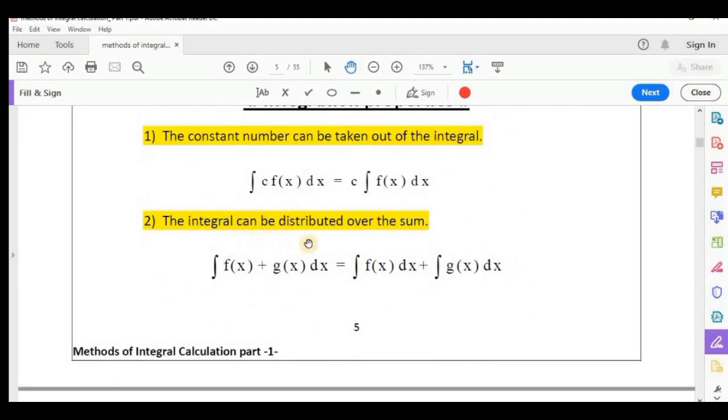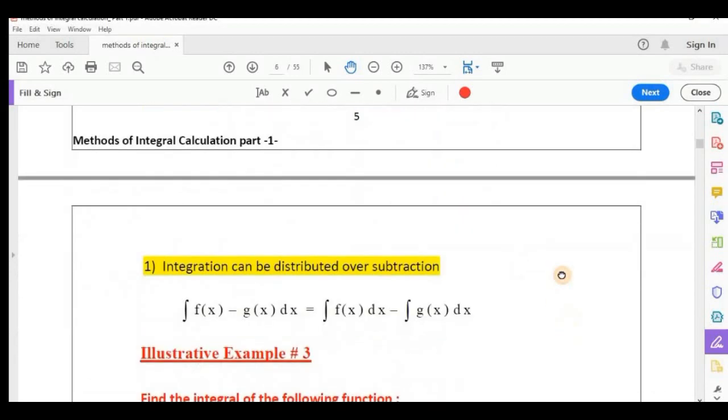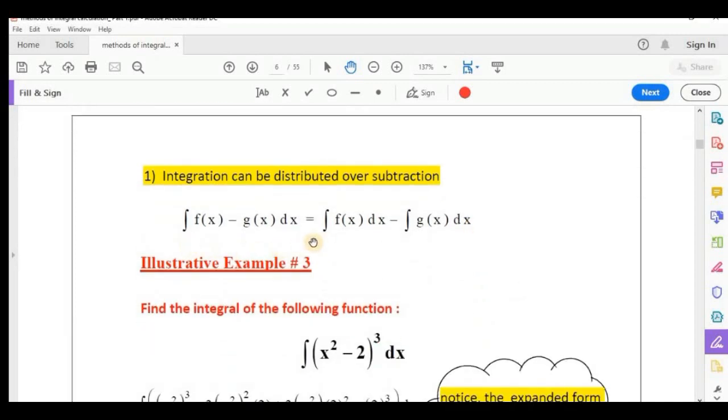The integral can be distributed over the sum. If we have the integral of a sum, we can distribute the integral: integration for the function f plus integration for the function g. Integration can also be distributed over subtractions. Same concept: the integral of f minus g becomes the integral for the function f minus the integral for the function g. We can distribute this integral, it will go for this function, and this integral it will go for this function.